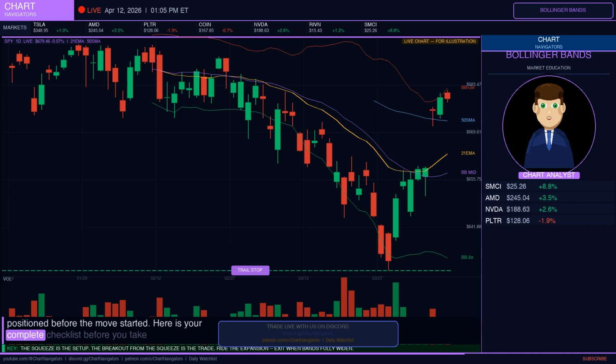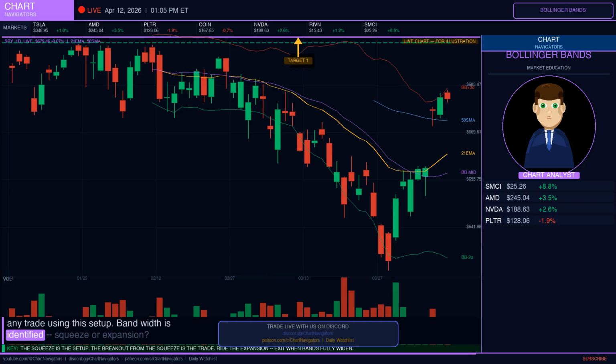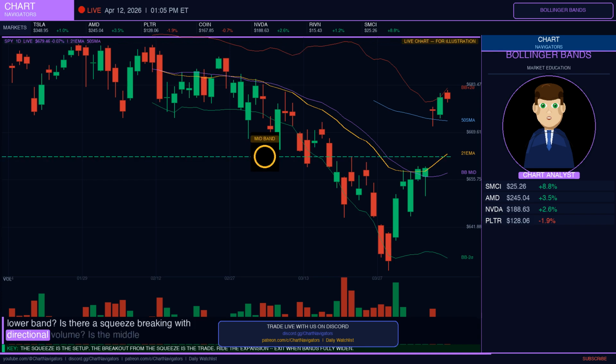Here is your complete checklist before you take any trade using this setup. Bandwidth is identified, squeeze or expansion. Is price near the upper or lower band? Is there a squeeze breaking with directional volume? Is the middle band acting as support or resistance? Stop is defined on the chart. Screenshot that.